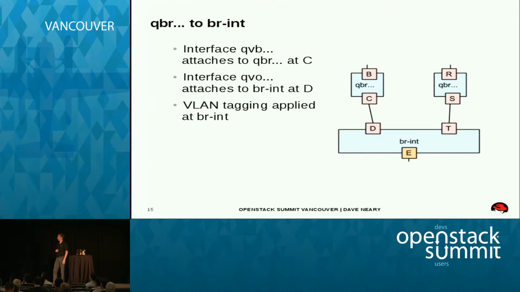Then we bridge from that Linux bridge down to an integration bridge, br-int. And that's essentially where traffic from instances is tagged with VLANs. So the tenant that you're associated with, or the subnet that you're on, the network isolation, the isolation of traffic from that VM is defined there.